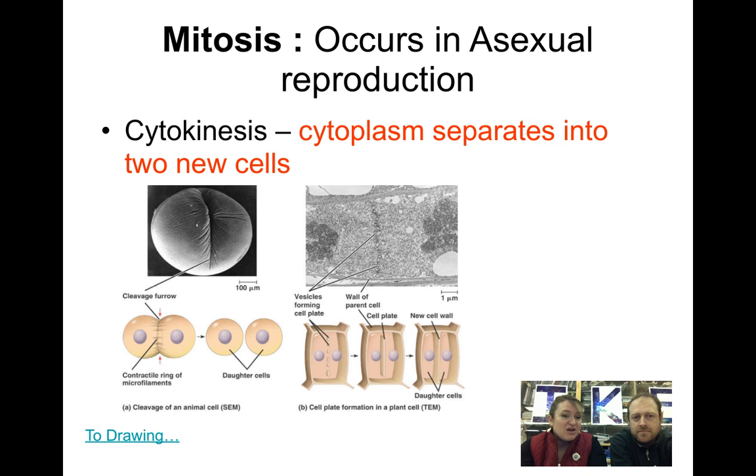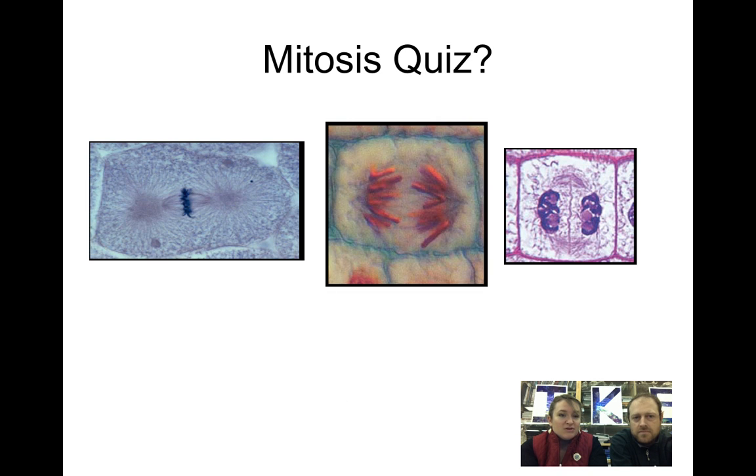On the left there you see an animal cell, and on the right you see a plant cell, so it gets the cell walls going with it. If you know those phases, you should be able to look at some pictures or lab slides and tell us what phase the slides are in. As I look at these, I can decide: is this interphase, prophase, metaphase, anaphase, telophase, or cytokinesis? So take a second, maybe pause the video, and see if you can identify these.